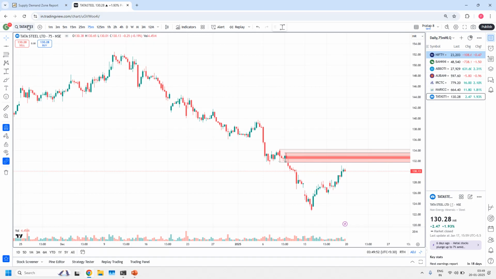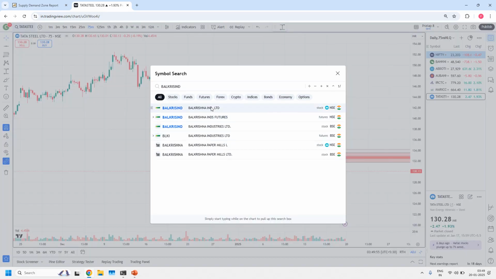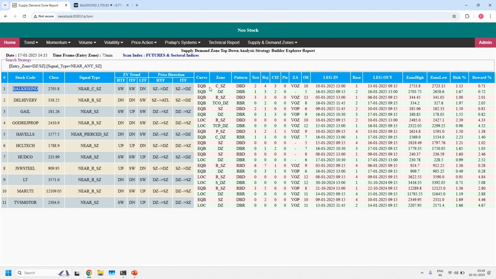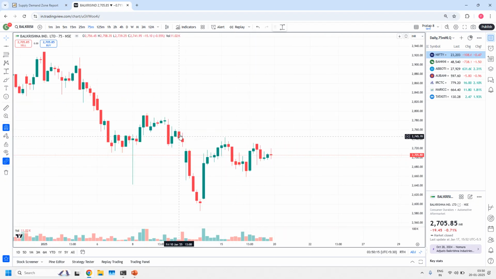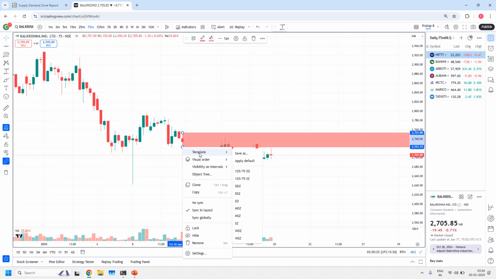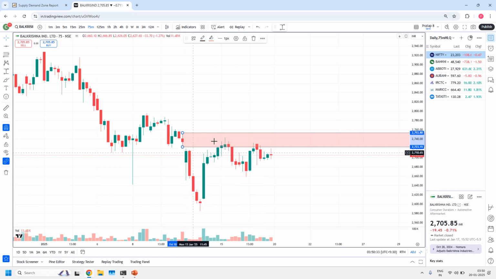So Balakrishna Industries, we are in the 75 minutes time frame. So where is the leg-in? January 10th, 13 hours, one base candle. This is the one. We have a drop, base and drop with hidden body. So this is the institutional order flow. See how cleverly our software identified this zone. This is the 75 minute supply zone.